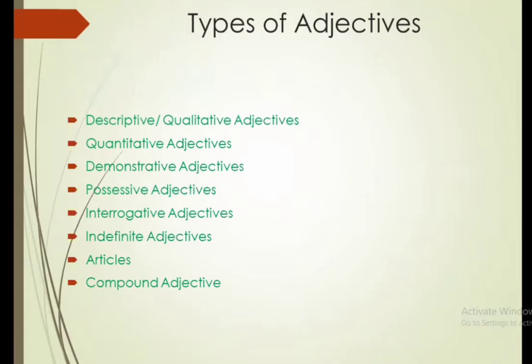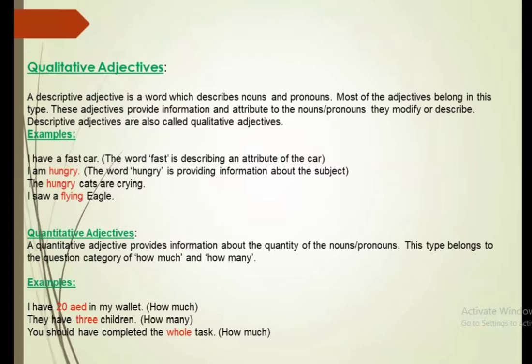There are different types of adjectives. Let's see how many types there are. We have descriptive adjectives and qualitative adjectives. Both are the same kind of adjective. Then come quantitative adjectives, demonstrative adjectives, possessive adjectives, interrogative adjectives, indefinite adjectives, articles, and compound adjectives. Now let's have a look at all of the kinds of adjectives one by one in detail.